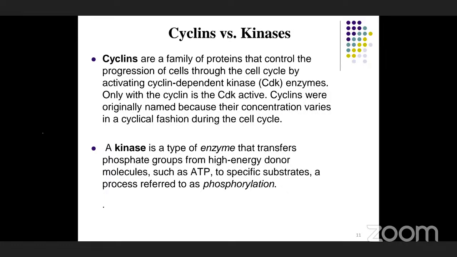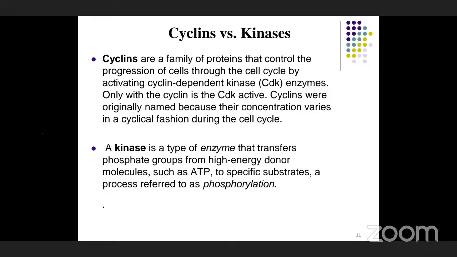That means I told you about the checkpoints: G1 will have one checkpoint, S phase will have one checkpoint. Based on these checkpoints, there are different cyclins. As the concentration of these cyclins varies across the cell cycle, they got the name cyclins.